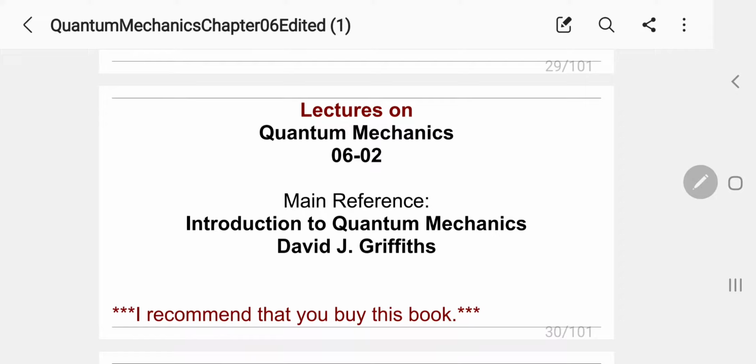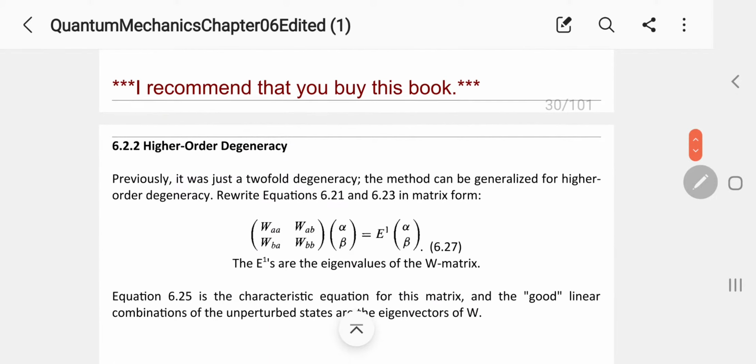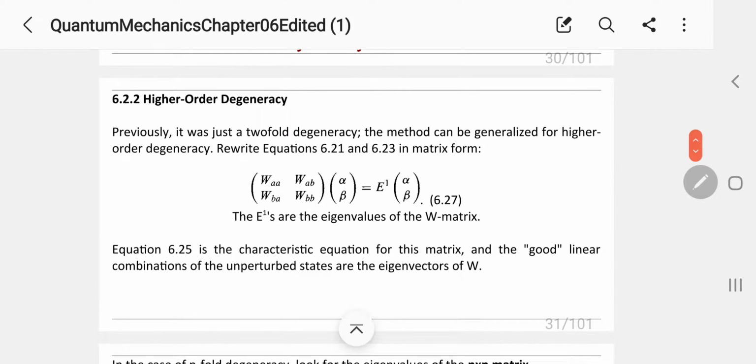So we'll start with, for this lecture, higher order degeneracy. So previously in the last lecture, we had double degeneracy. Now we'll take it to a higher level where the degeneracy is at least 3.